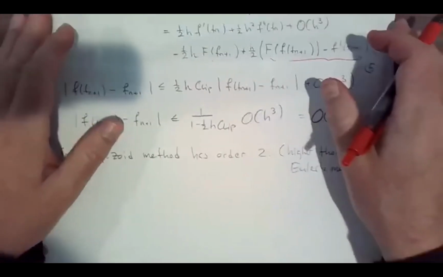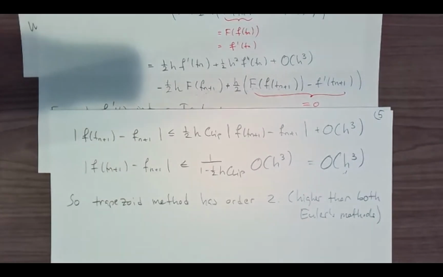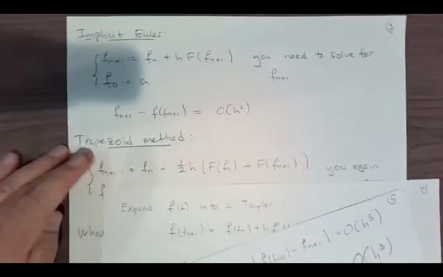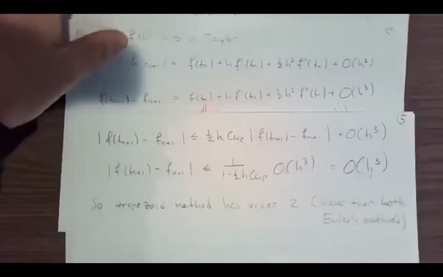Are there any questions on this part? So we have 3 methods now that we've studied in a fair amount of detail. The trapezoid was the new one today compared to the other ones. And we have 2 first order methods, and then we have 1 second order method.